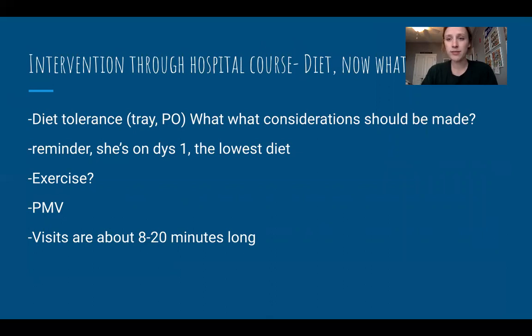Now we really have to consider what intervention looks like for swallowing. Our first goal is diet tolerance. Once we put her on the diet, we wanted to make sure that we're checking in the next day and seeing how that's going. We're watching her at the bedside. We're making sure that we're not seeing any clinical signs of aspiration and that she feels okay with the diet as well. And so I put tray or PO.